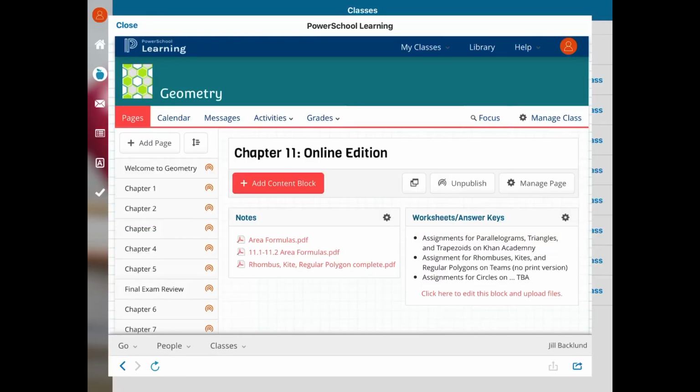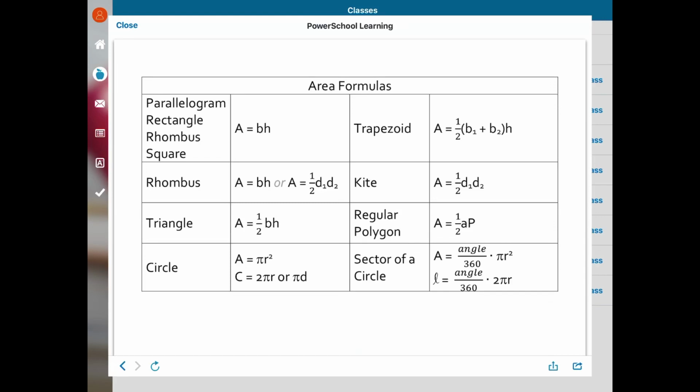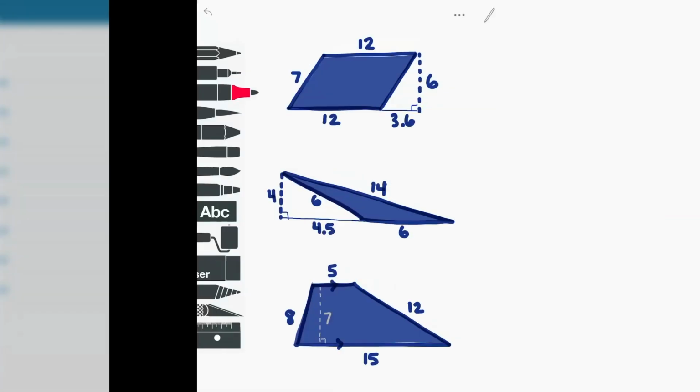For your quiz today, I just thought I'd take you to the PowerSchool Learning page. Do you see under the notes section there's area formulas? Feel free to use those on the quiz, and it also has some notes and some examples of other ones that you can look at, but here are the area formulas. Feel free to copy those down, use them. We haven't done those two bottom ones, the circle and the sector of a circle yet, but the rest of those formulas are good for you to use.